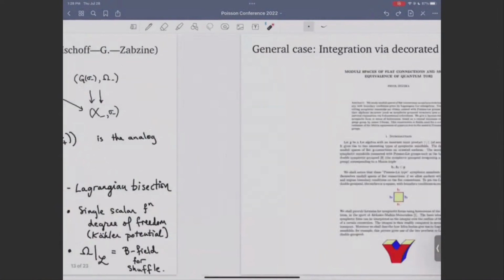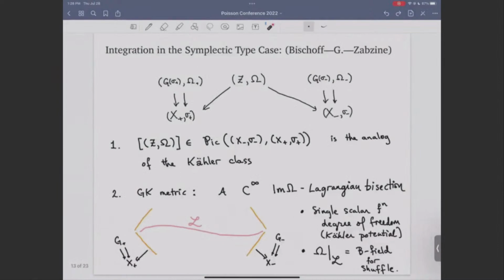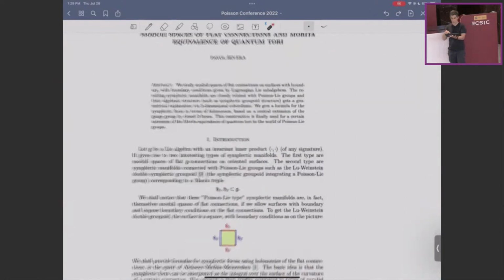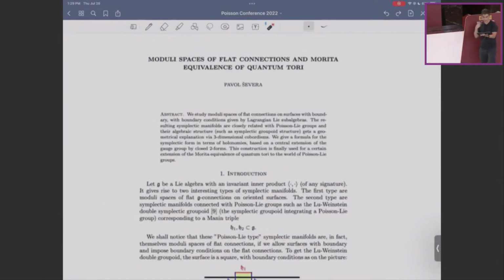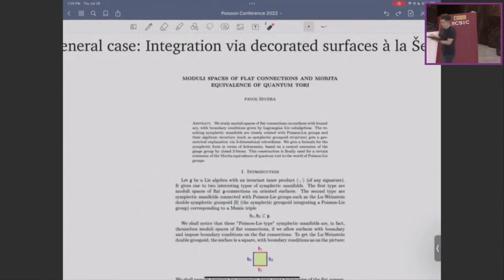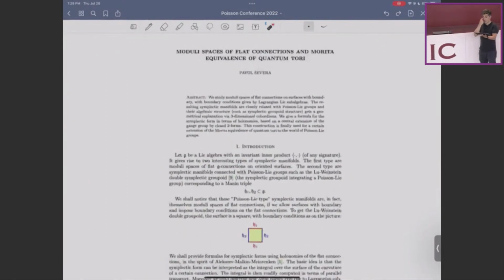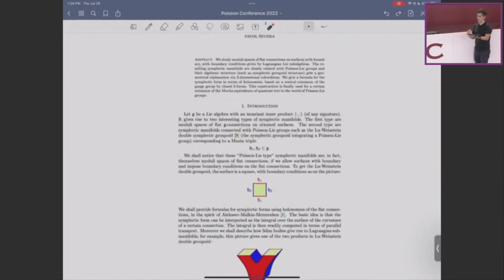Okay, so in order to attack the general case, I went to consult my guru, Pavel Ševera. I read this paper of his from 2011, which everyone in this room should read, in my opinion. It's only 20 pages long, or even less. It's a beautiful paper in which he generalizes the Atiyah-Bott and Alekseev-Malkin-Meinrenken construction of moduli spaces of flat connections on surfaces.